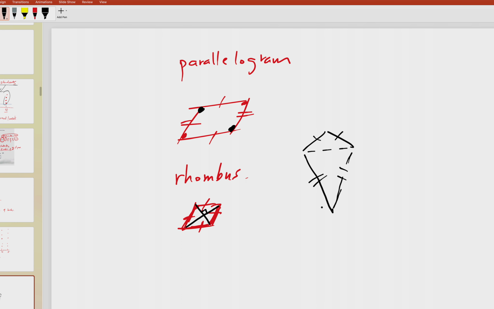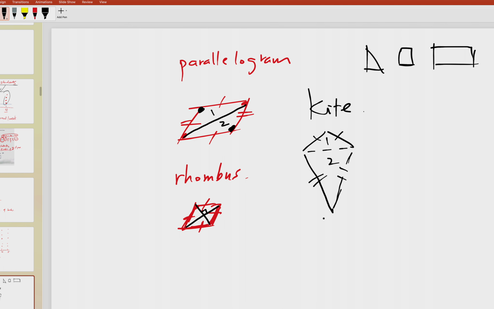Then to find the area of all this: parallelogram, rhombus and kites are not regular shapes, or not what I would call basic shapes. Basic shapes are triangle, square, and rectangle. So you always need to break the kite up into triangle 1 and 2, then add the two together. For the others, you also break them up into two triangles.